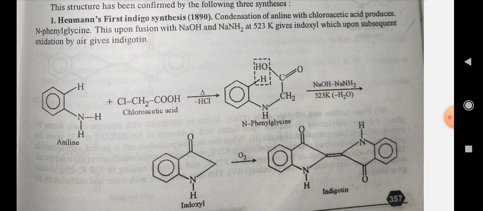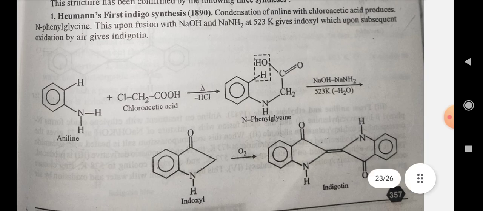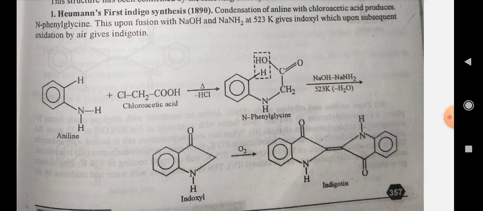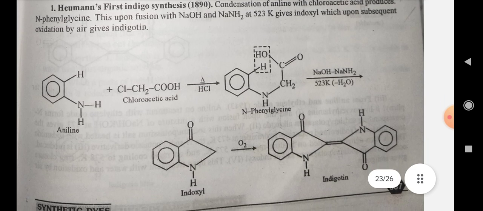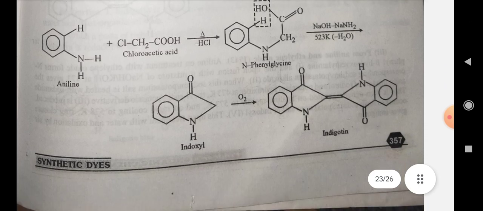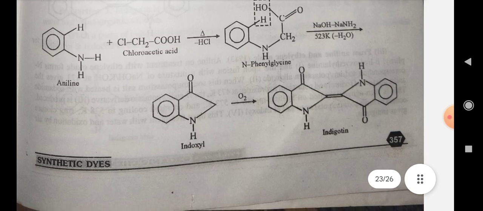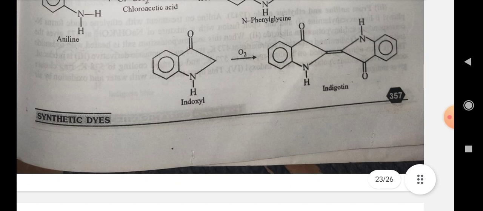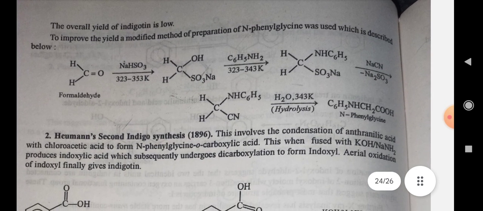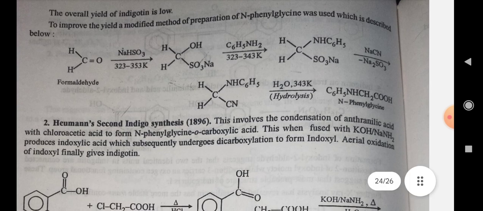Heumann's first indigo synthesis: condensation of aniline with chloroacetic acid produces N-phenylglycine. This, upon fusion with NaOH and NaNH2 at 523 Kelvin temperature, gives indoxyl, which upon subsequent oxidation by air gives indigotin. When aniline is treated with chloroacetic acid and heated, N-phenylglycine is produced, then in the presence of NaOH and NaNH2, indoxyl is formed as a product. The yield of indigotin is low. To improve the yield, a modified method of preparation of N-phenylglycine was used, which is described below.